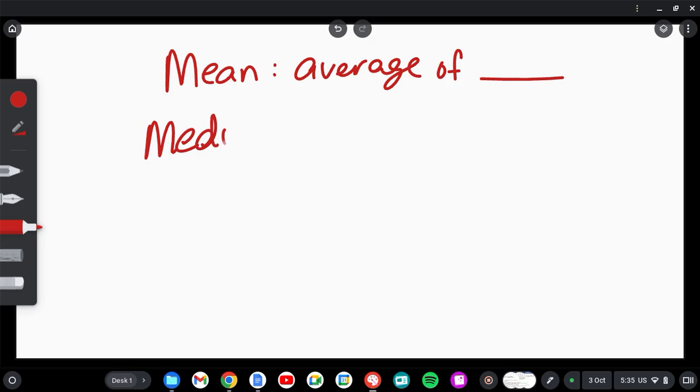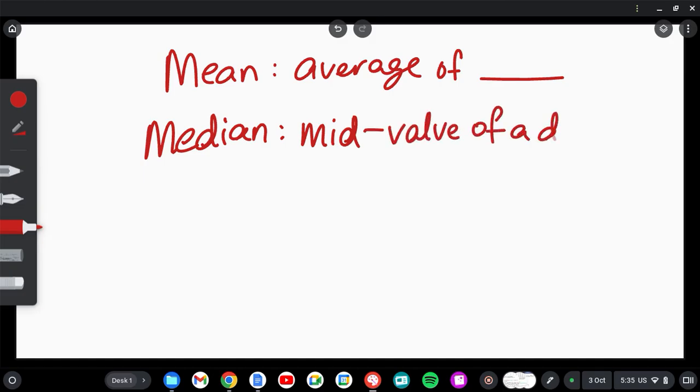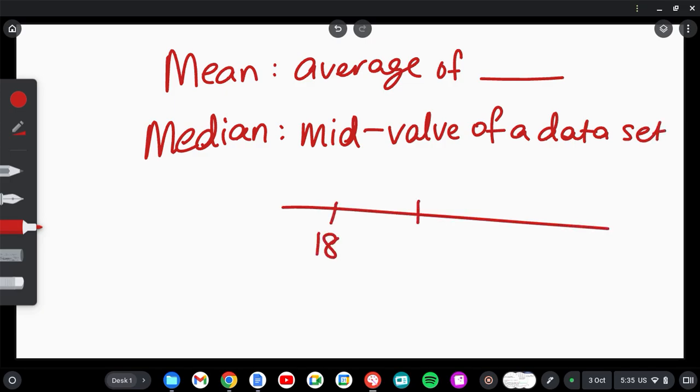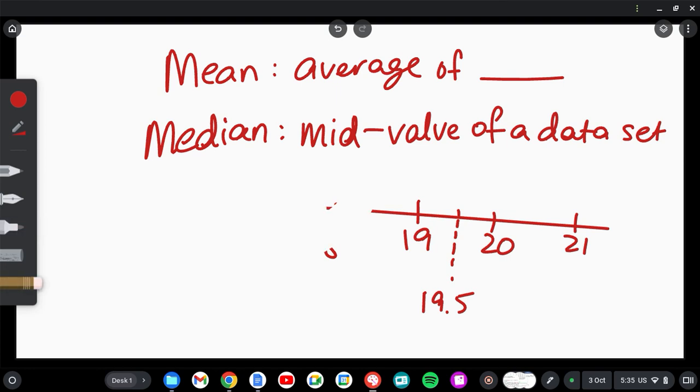Median is the middle value, or mid value, of a data set. So for example, if I have 18, 19, 20, 21, the median is 19.5, something like that. Not really accurate, but similar.